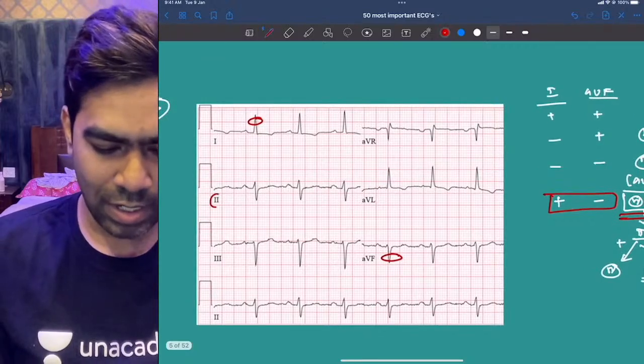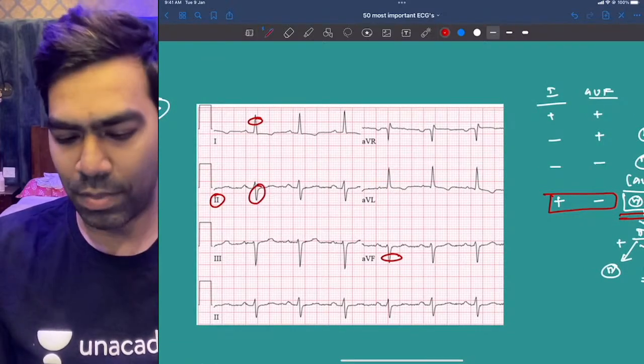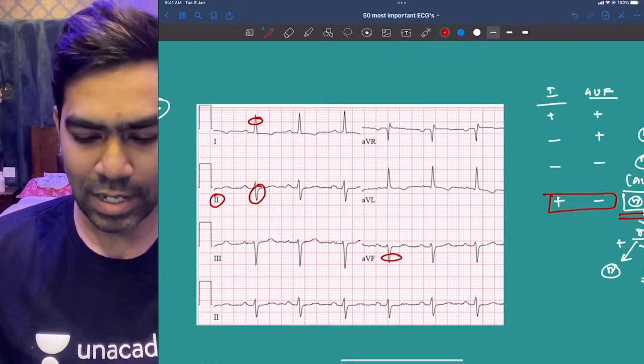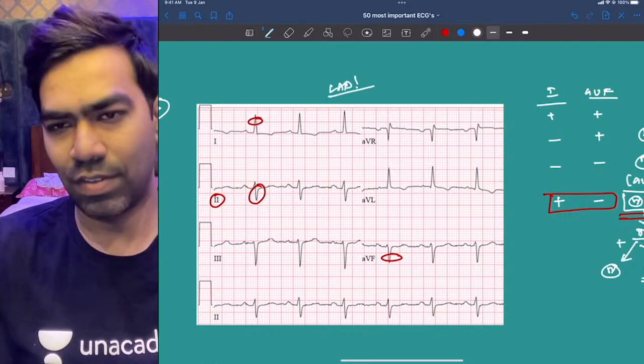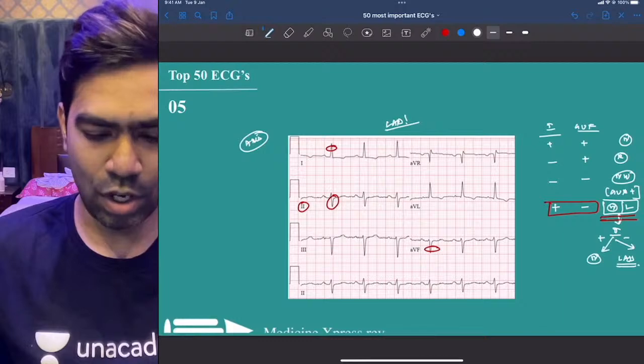In this situation, look at lead 2. Here lead 2 is showing predominantly negative complexes. So that is the reason I can say that this is an EKG that is showing left axis deviation. Okay, this is not an EKG with normal axis.